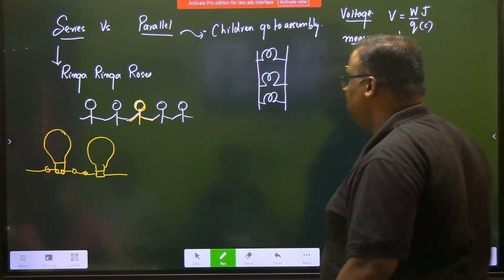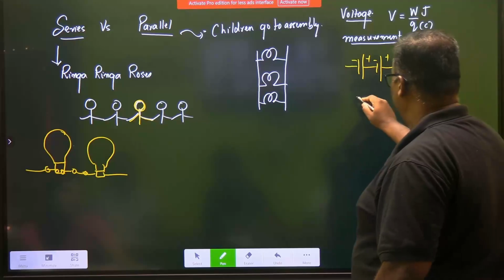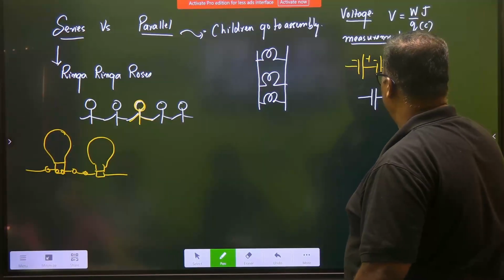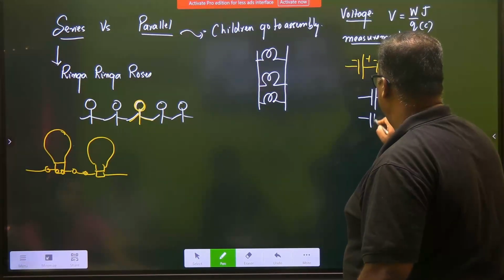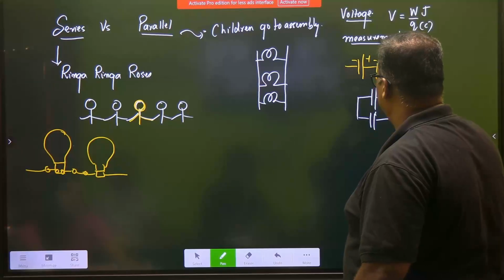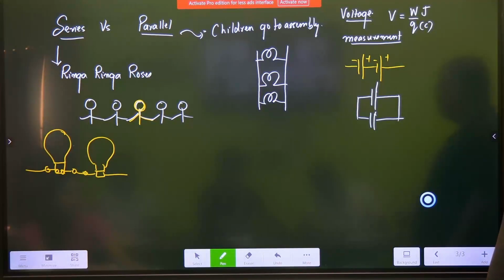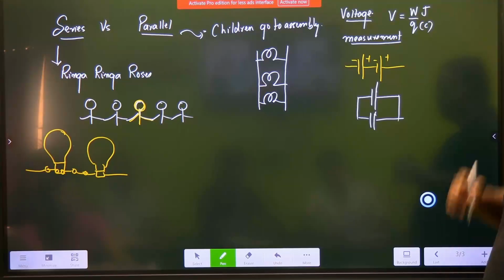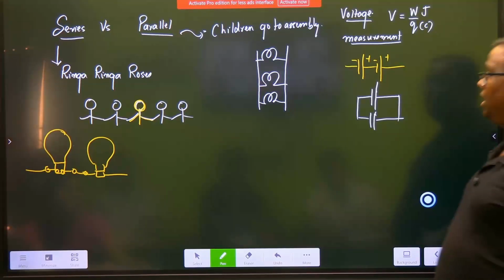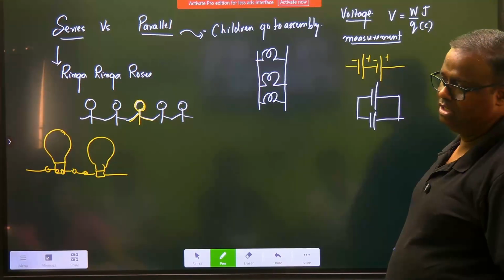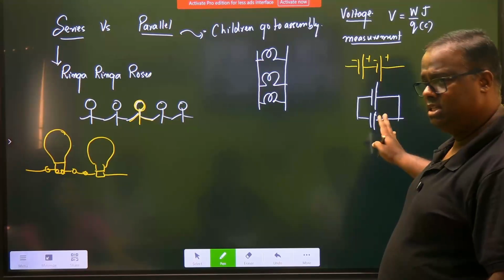Can you connect 2 batteries in parallel, 2 cells in parallel? Why not, sir? Positive, positive, disconnected, disconnected. This is a parallel connection. Negatives join with negatives, positives join with positives. Why will they repel each other? They will not repel each other. They will repel as long as they are not connected in a circuit. We do this. Is this understood?